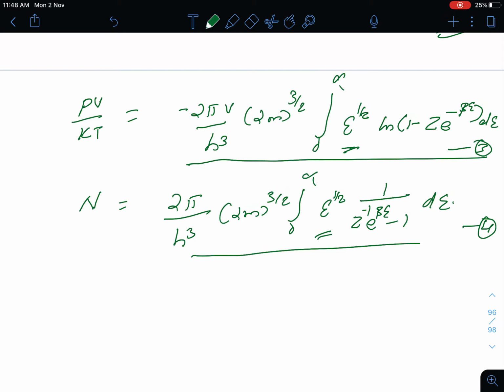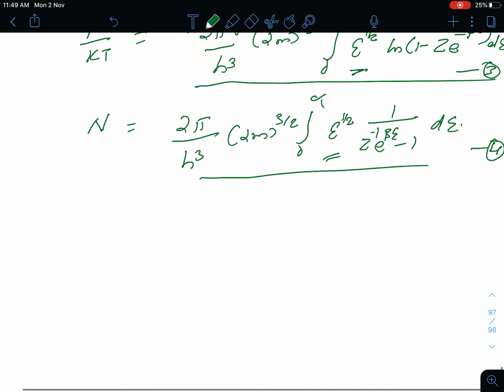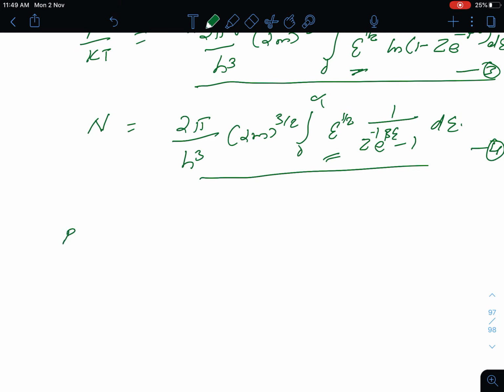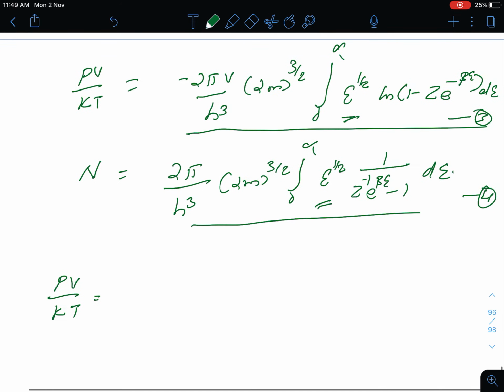So we will modify these two equations as now PV by KT is equal to, okay, all right, PV by KT is equal to, but sometimes the textbook may be having P by KT, they might have omitted the V term.